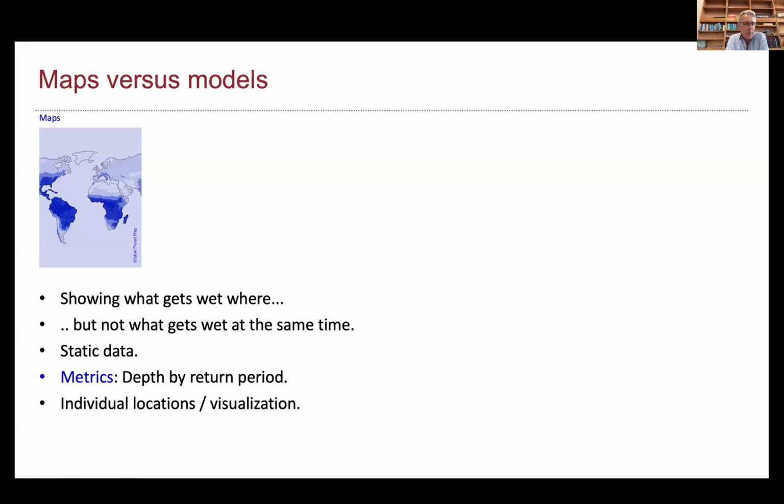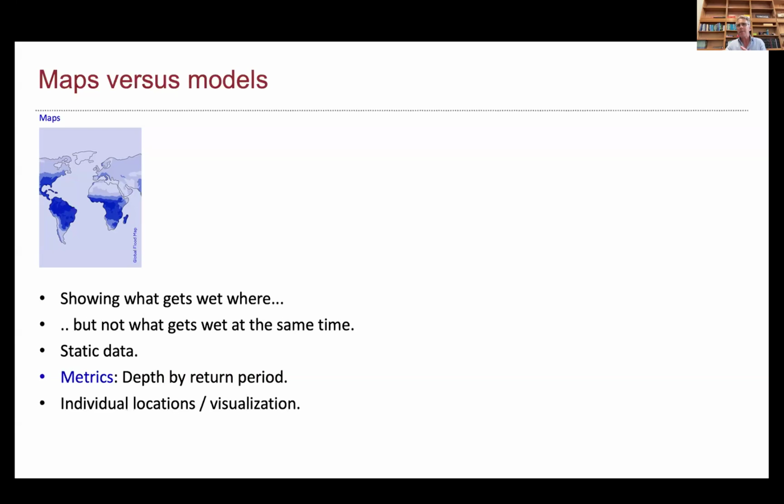So the last thing I'm going to talk about is the idea of maps versus models. So what I've shown you so far are ways to produce maps. And you can think of these as showing you what gets wet where. But what they don't tell you is what gets wet at the same time. Those maps are just, this is the area that would be inundated if the 1 in 100-year event were to happen everywhere globally simultaneously. And obviously that's completely unrealistic. That's not going to happen.